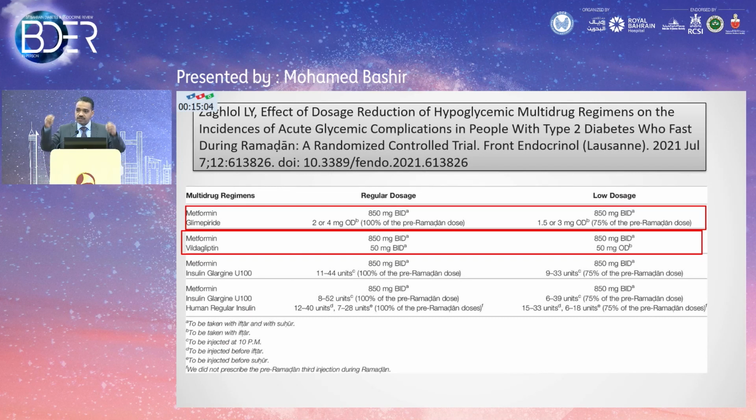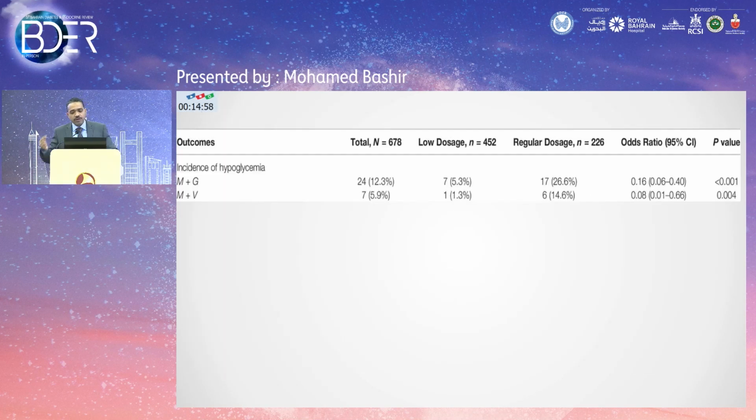However, with this study, they're more disciplined in the time they're going to monitor the glucose, fixed timing throughout the day. And what they reported was a reduction in hypoglycemia in those where you lower the dose, even with vildagliptin. The rates were actually quite low.